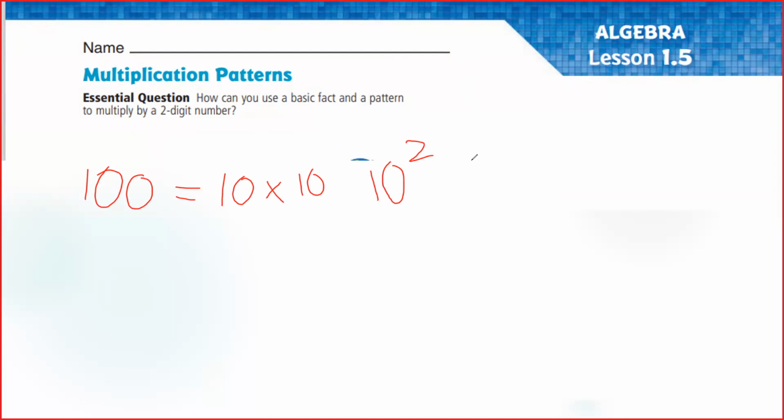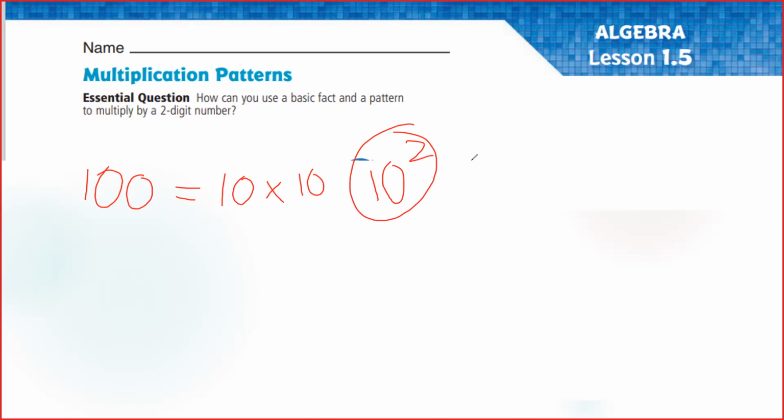So here, 100, as I told you, is 10 times 10, or I can write it as 10 to the power 2. This is what we learned in our previous lesson.